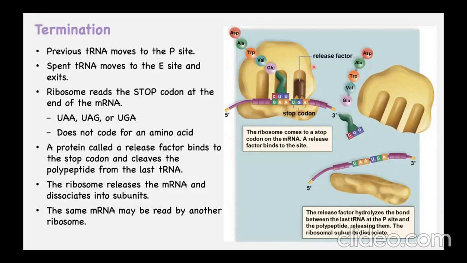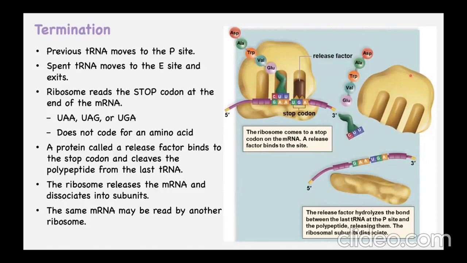So there's a protein called a release factor. Ni, this is the release factor. Bila dia nampak the stop codon, dia akan bind dekat A site ni to stop the codon and cleave the polypeptide from the last tRNA. Maksudnya lepas tu dia akan stop from ada incoming tRNA, dia akan potong the last tRNA ni dengan the last growing polypeptide. So bila dia dah potong, this releases the mRNA.